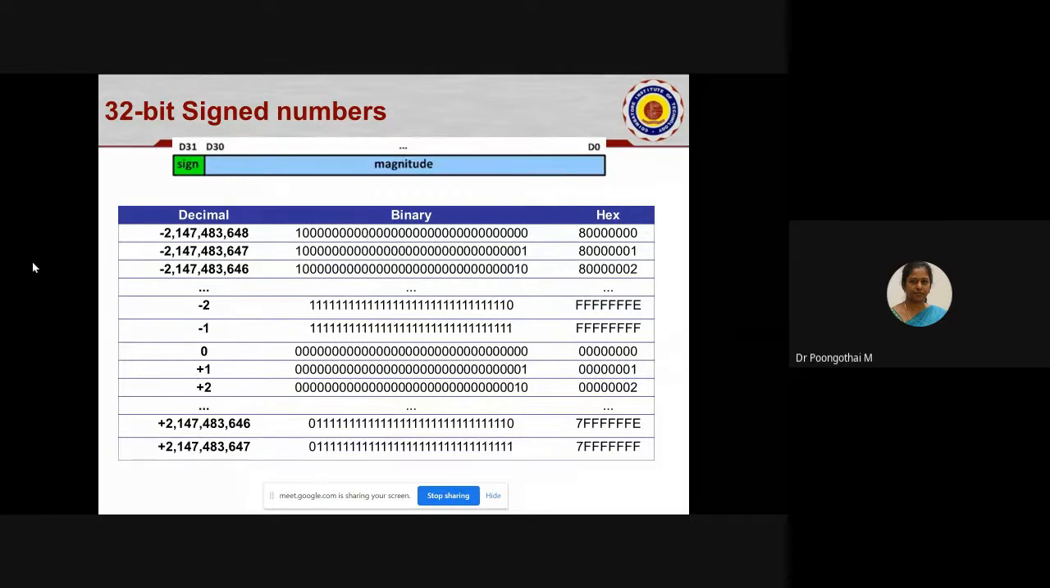So this is your 32-bit signed number for your ARM Cortex. This is divided into positive and negative numbers. This is your positive range of numbers, and this is your negative range of numbers. The negative number always starts with 1, that is, your D31 is always 1. Is that clear?